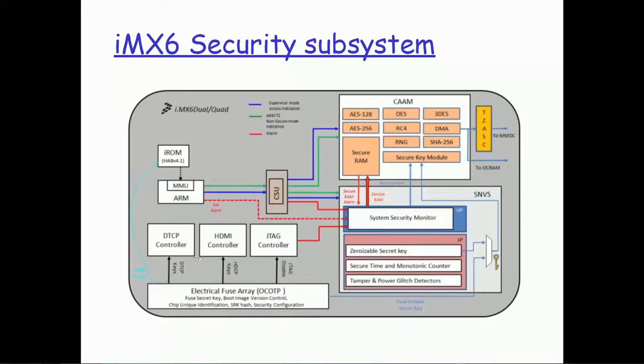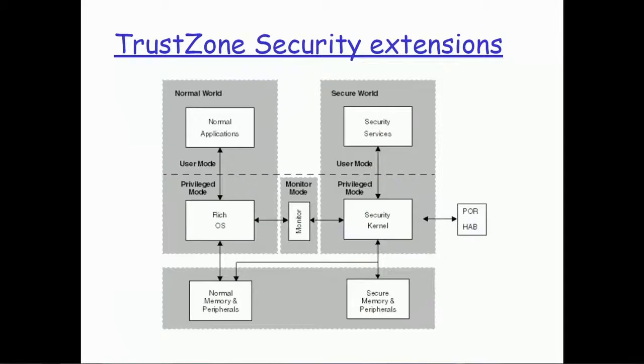Other things are the independent controllers, the MMU, and the CSU, which provides restricted access to peripherals depending on whether the application is currently running in the secure world or the normal world. Essentially these are the different components inside my processor as far as security is concerned, and which part is used for what purpose depends on the current state of my application and what it is trying to do.